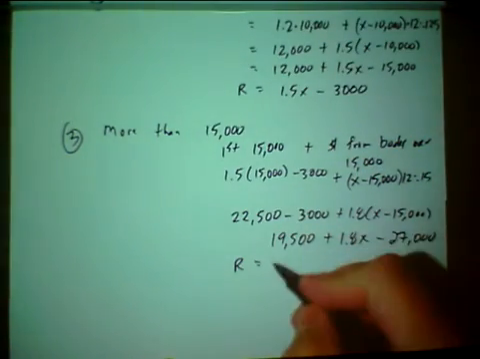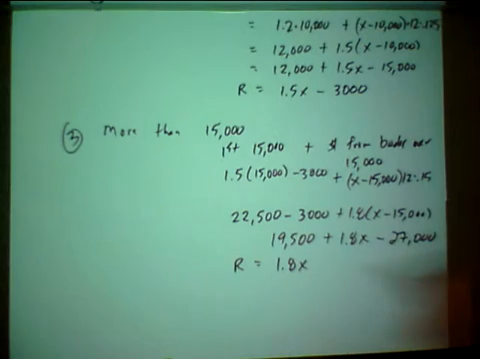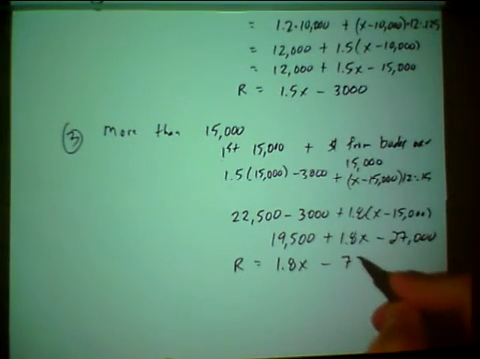So, when I'm all done, it should be 1.8x minus 7,500.